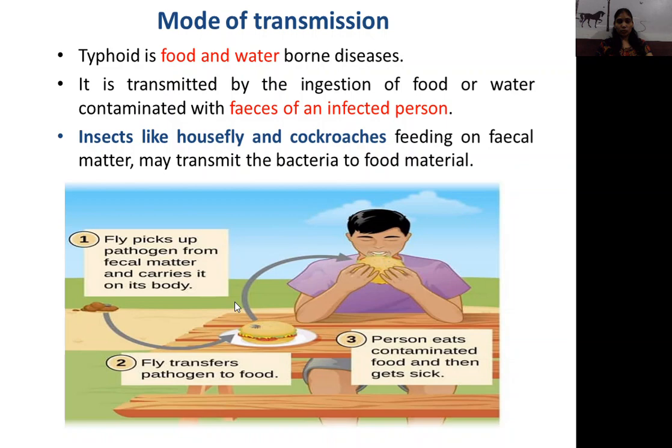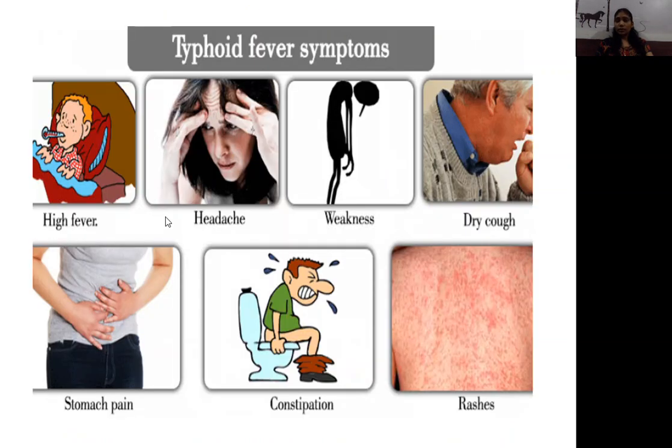Okay, so when the parasite enters our body, it gives physical or mental features, which are called the symptoms. So what are those? These are the high fever, the body temperature increases, then headache, weakness, dry cough, stomach pain, constipation, and red rashes on your body. These are the different symptoms of typhoid.